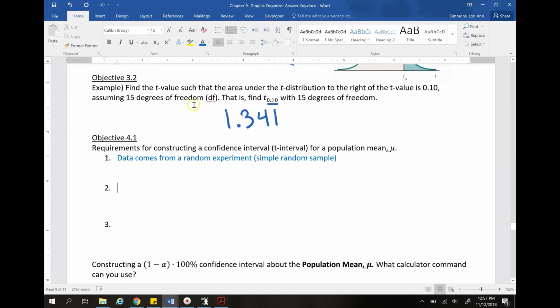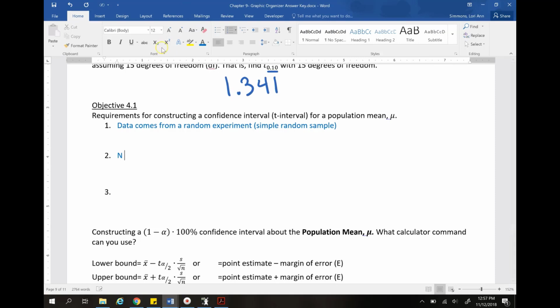Second requirement, the n needs to be less than or equal to 5% of your population. So this is your test for independence.